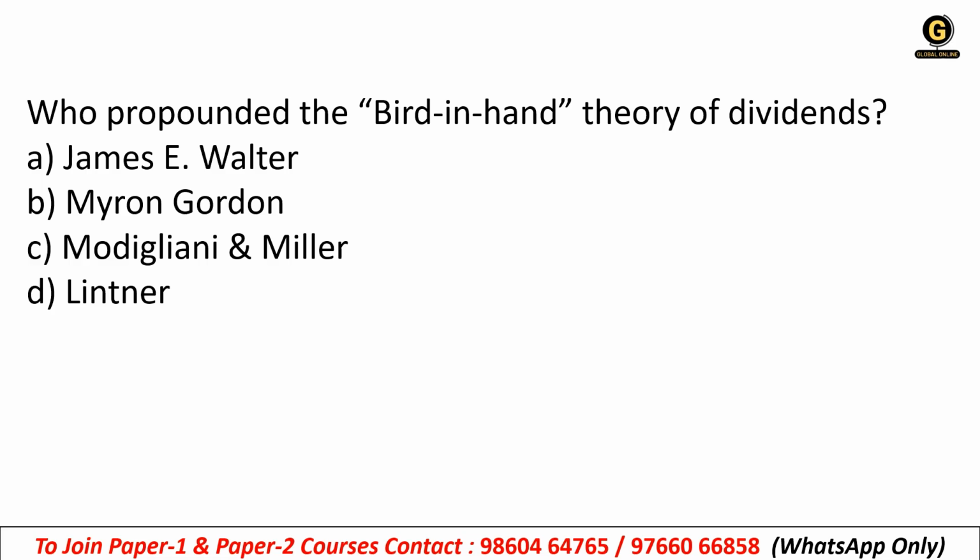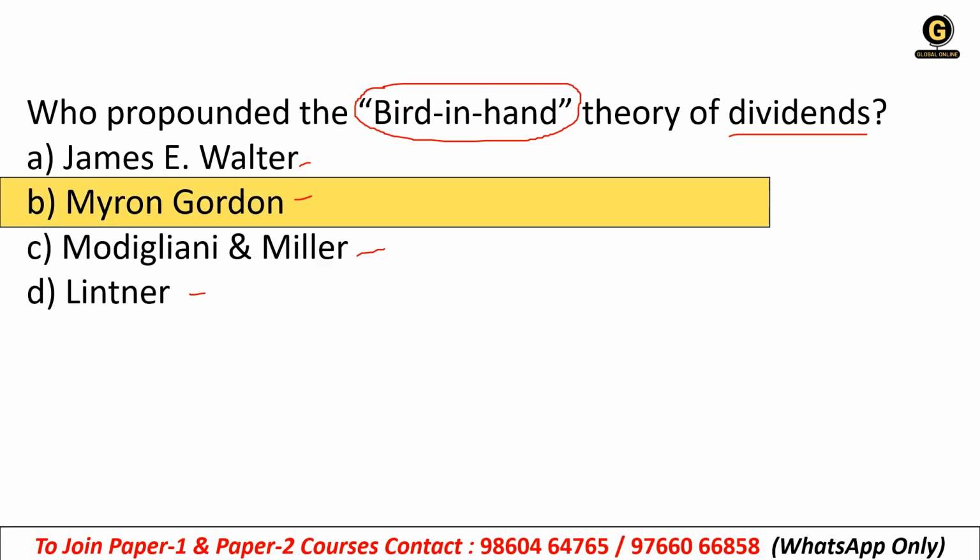Next question: who propounded the bird in hand theory of dividend? Remember this word. Bird in hand theory of dividend, who propounded that? A. James E. Walter, B. Myron Gordon, C. Modigliani Miller, or D. Lintner? What is it? This is Myron Gordon.